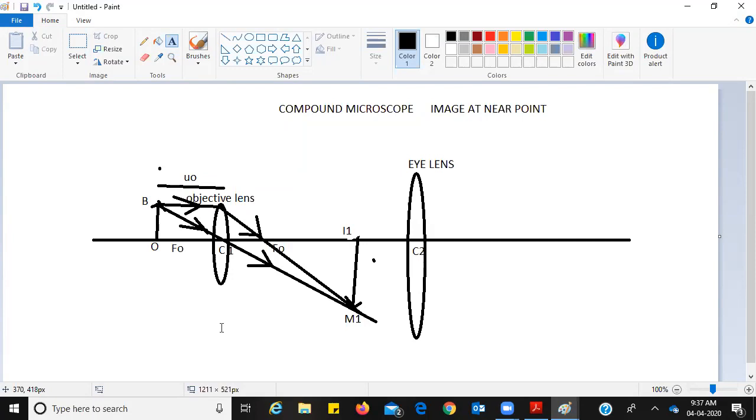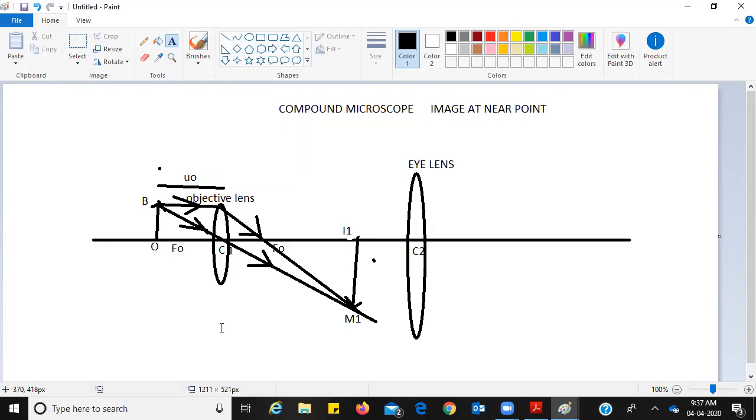Between FE and C2. Okay, I'm changing the question just for understanding. If I want the final image at far point, the focus should be at FE. Yes. So the image formed by the first lens should be at the focus of the second lens, which means the eye lens. That's the point I was asking you from the beginning: where do you keep the object for the second lens?